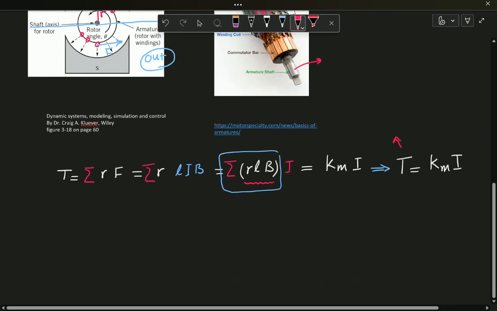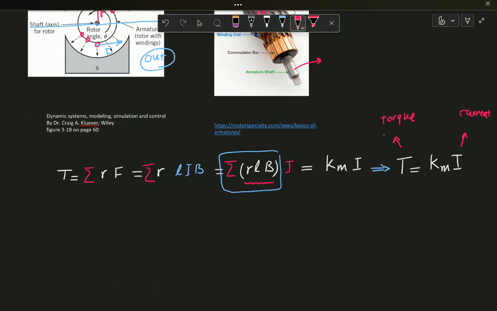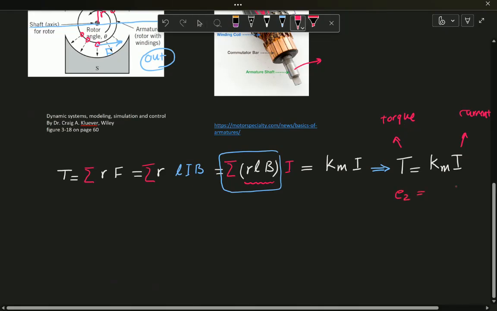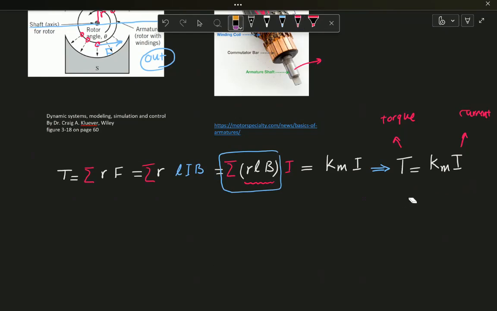T is a torque. It's a mechanical effort. I is the current. It's an electrical flow. You see that this device was able to connect the effort on the mechanical side, which is E2, to the flow on the electrical side, which is F1. Now, there is another important formula for the DC motors as well.